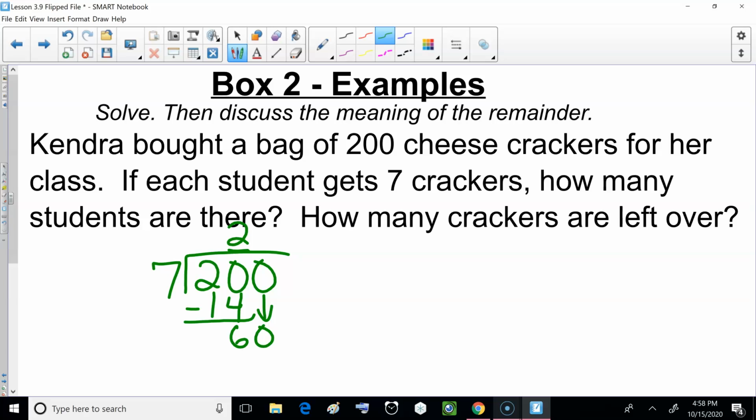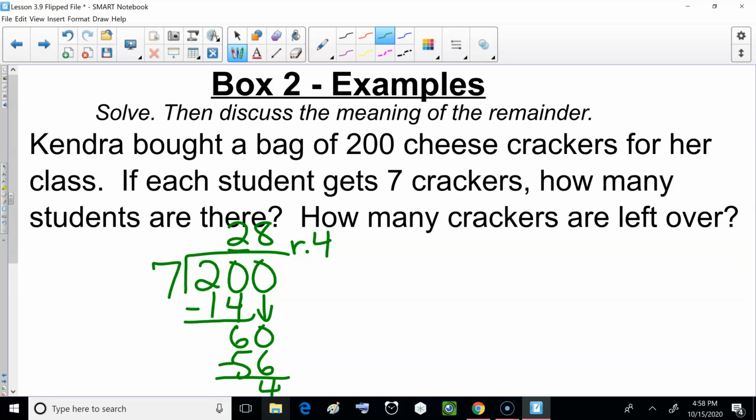7 can go into 60. It seems a pretty big number. 7 times 7 is 49. 7 times 8 is 56. That looks pretty close. 28 times 7 is 56. I subtract it, I get a remainder of 4. So now I'm going to take that math and figure out how it answers the question.